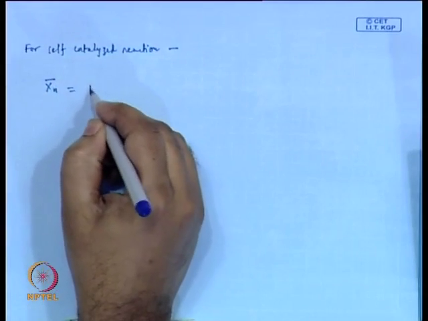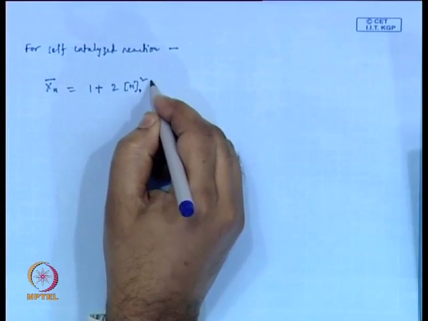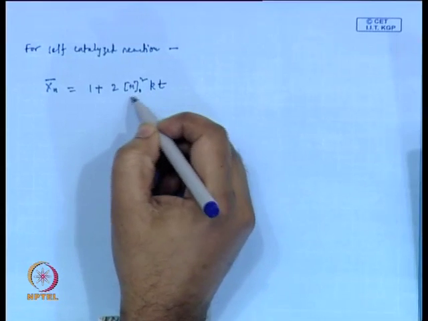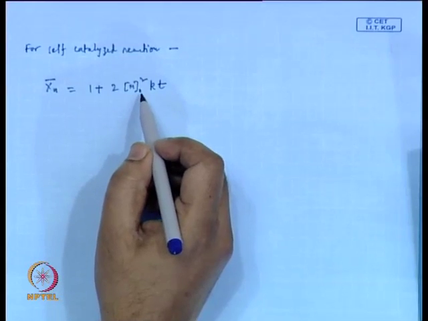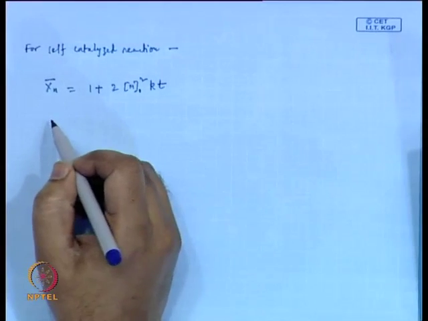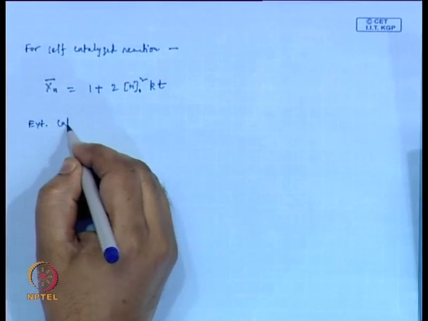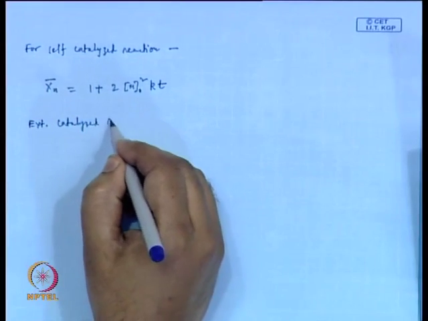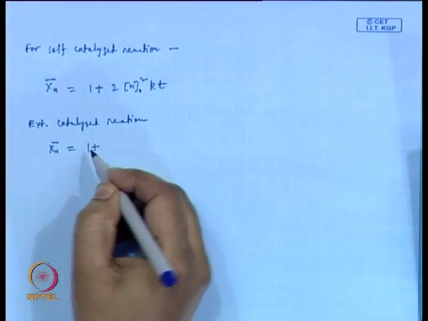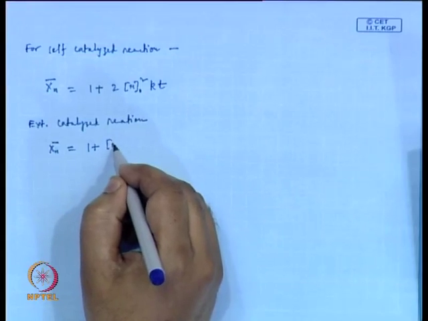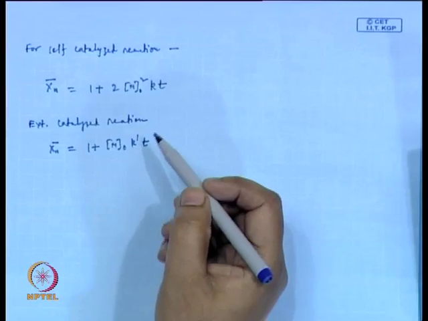Xn bar is 1 plus M0 squared Kt, where M0 is the concentration of the monomeric species at the beginning, whereas for external catalyzed reaction we got Xn is 1 plus M0 K dash t.